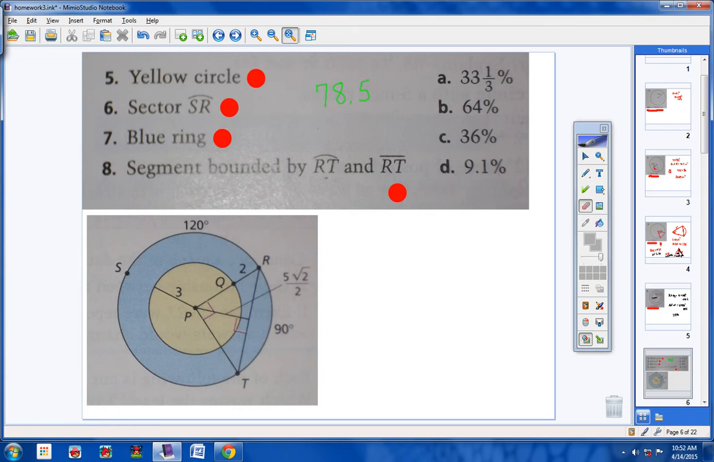Now, question number 1, they want us to find the area. What percentage is the yellow circle? Okay, let's find the area of the yellow circle. The radius is 3. Okay, so the area of the little circle would be 3.14 times 3 squared, which gives you 28.26. So if the area of the little yellow circle is 28.26, you put that over the entire circle, which is 78.5.